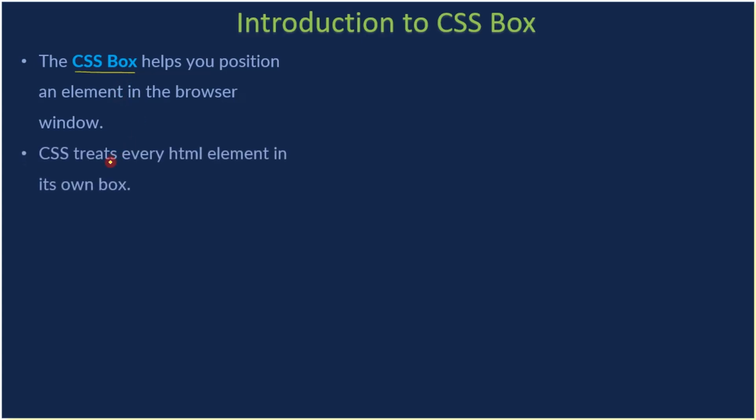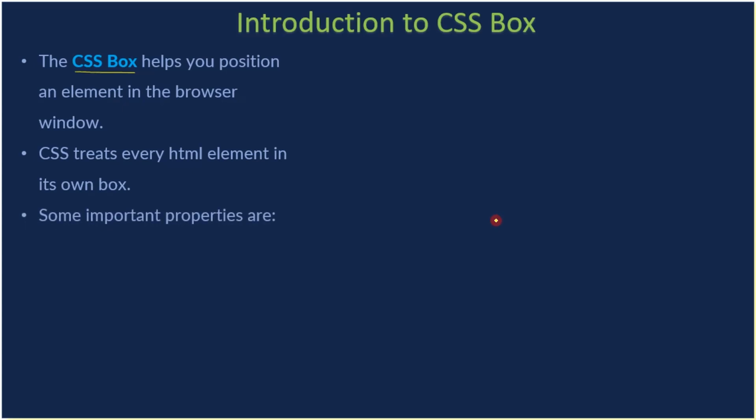CSS treats every HTML element as its own box. The element can be anything, be it a paragraph or an h1 tag, whatever it is. CSS treats every HTML element as a box, or the element is placed inside a box. We may not see the box because by default there is no border, but CSS treats every HTML element as contained within a box.